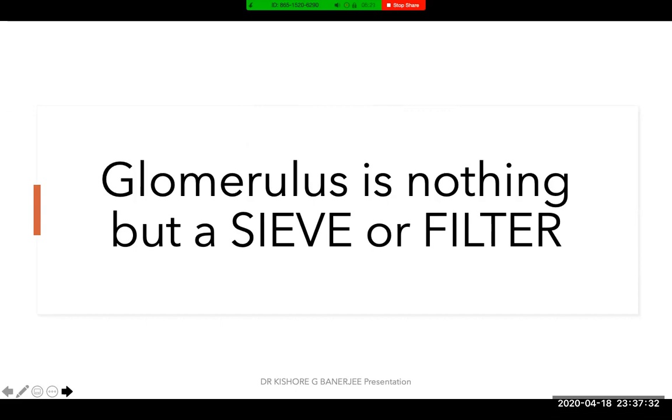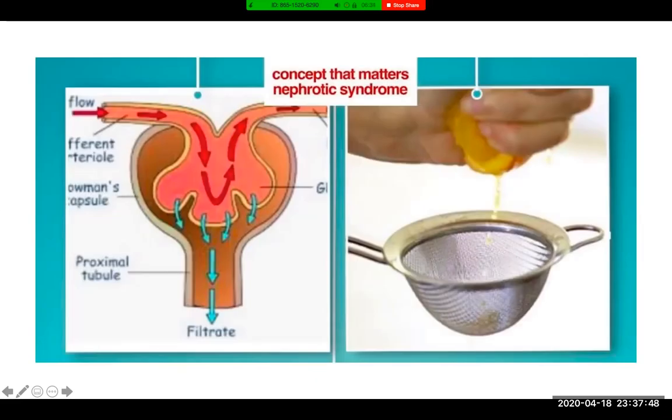Like in our home, we have a water purifier that contains a lot of filters. Similarly, in our body, to purify and detoxify our blood, there is the kidney, and in the kidney, the key filtering portion is the glomerulus. So it's just like a sieve.